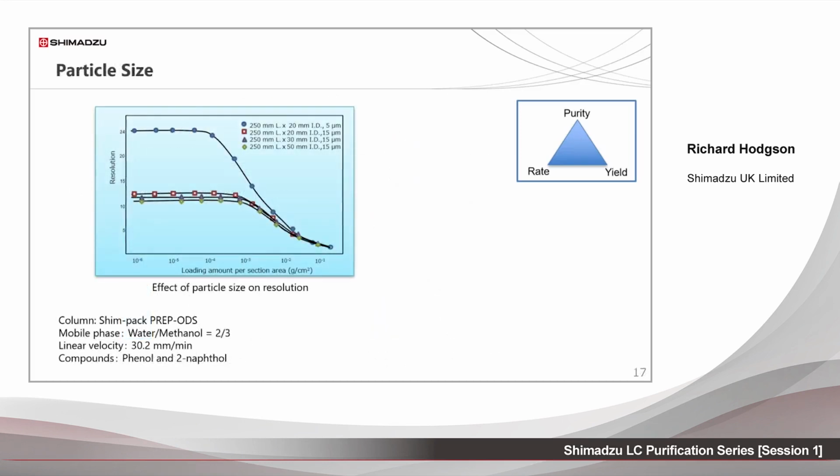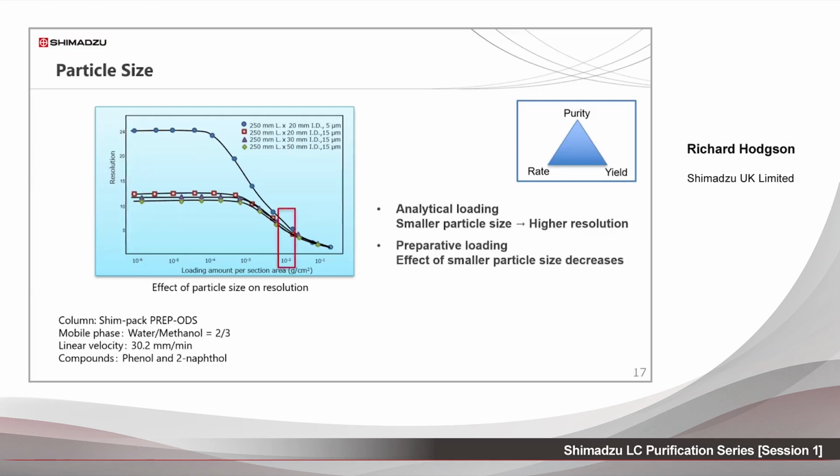The graph shows the effect of particle size on resolution. The line with blue circles represents a 20mm ID column with 5 micron particles. The other line represents 20, 30 and 50mm ID columns, but with 15 micron particles. At analytical loading, smaller particles give clearly higher resolution. However, at preparative loading, the effect on resolution of the smaller particle size decreases. Due to the cost, preparative scale LC purification usually employs columns of larger particle size.